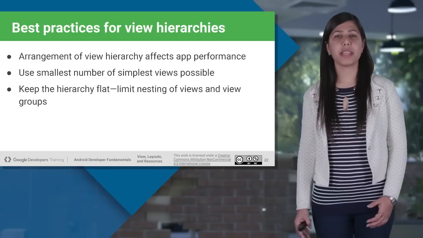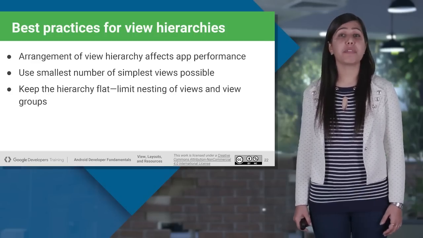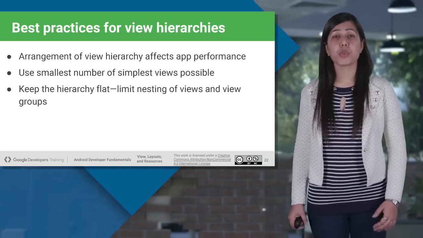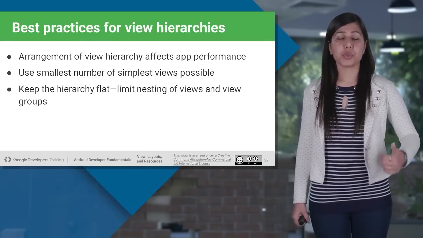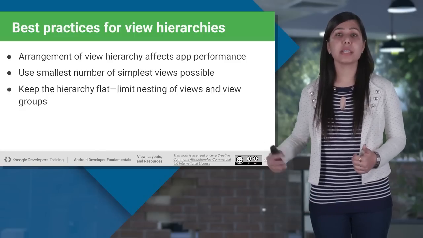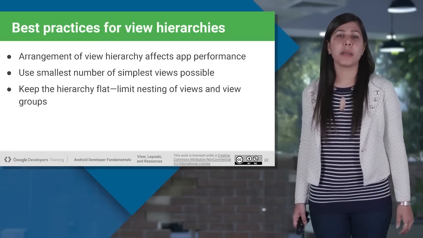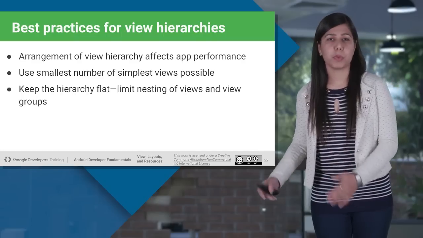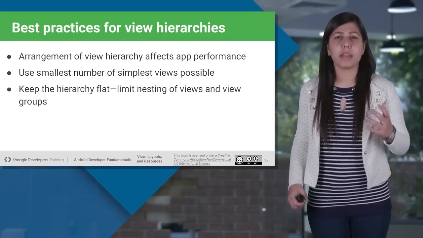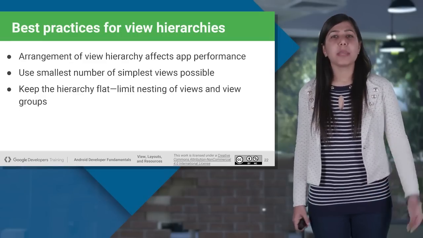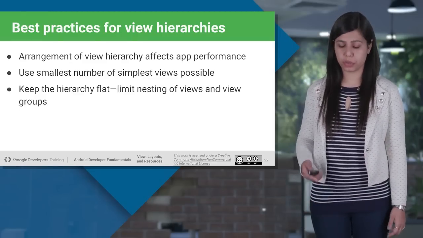So there are best practices for view hierarchies. The arrangement of the view hierarchy affects an application's performance. So we have to take care while defining the view hierarchy. It should be minimal and as simple as possible. It should not contain multiple nested linear layouts or multiple linear layouts inside it. Use the smallest number of code snippets and views inside it. Keep the hierarchy simple, and it should be neat also.